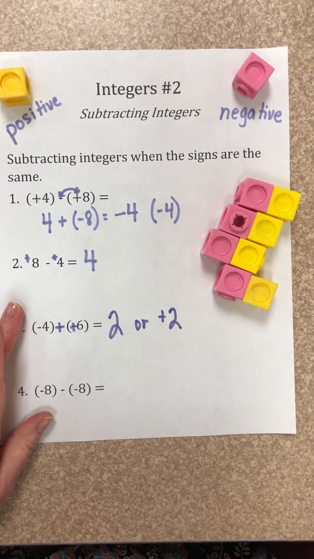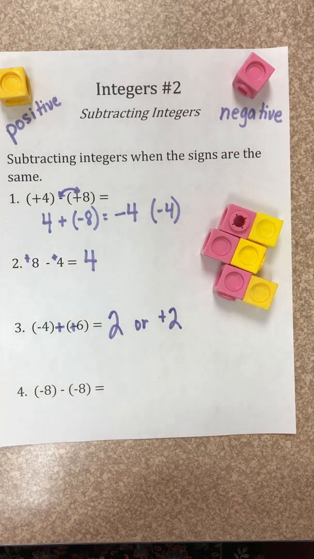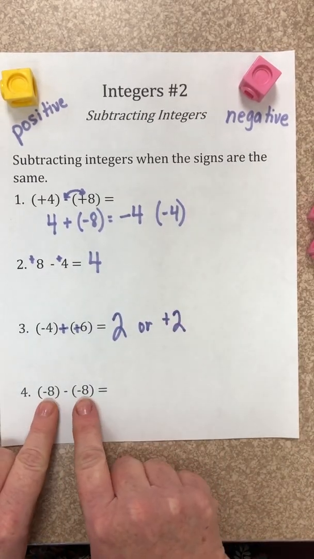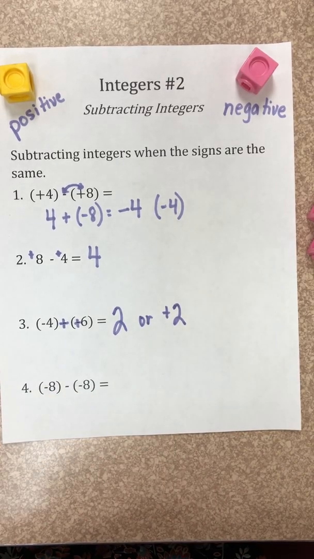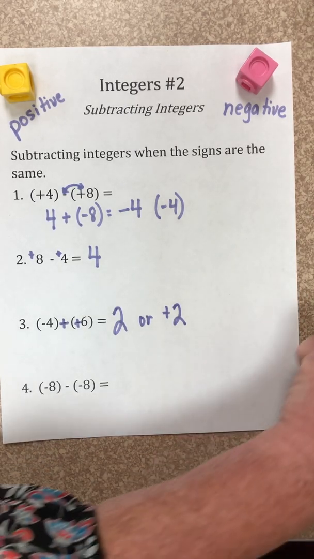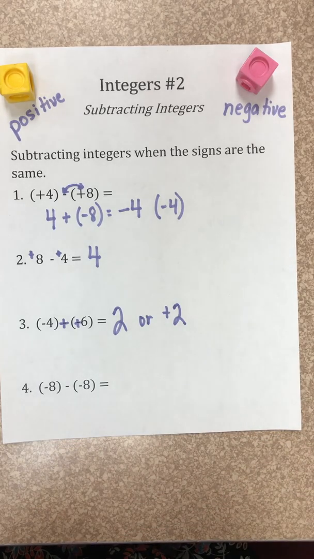All right, let's look at this one more time. Number 4. Notice that the 8s are both negative, so the signs are the same. And so this is where I ask you to look at the second integer. That's negative 8, and the sign in front is a minus sign because we are subtracting.